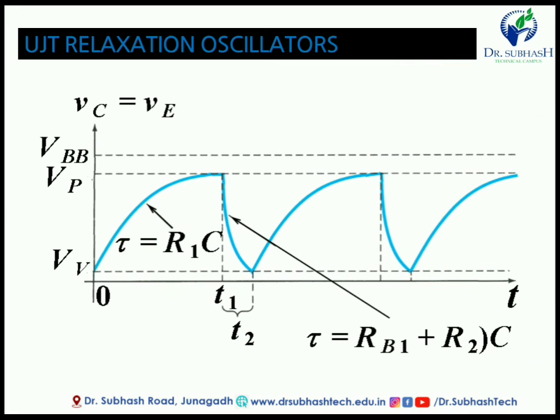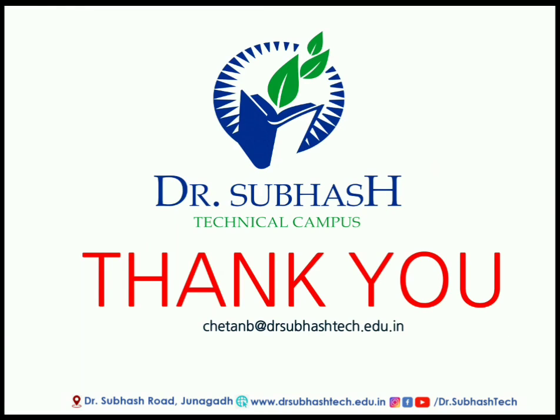So according to our requirement, we can change the value of R1C, and we can change the firing angle of the SCR, and according to the firing angle of the SCR, the output voltage of the SCR is changed. So this is most important for controlling the SCR and the output voltage of the SCR. So friends, this is about the basic idea of the UJT.